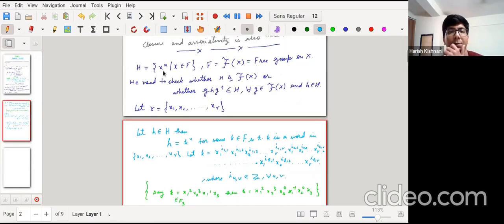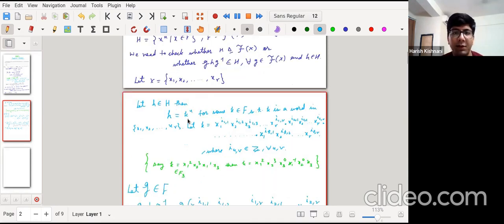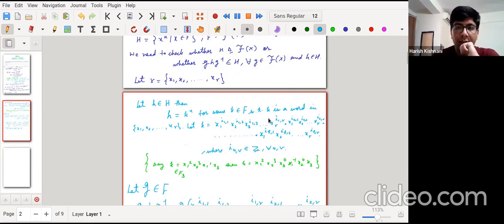So H was just the set of all nth powers of elements of F. F is a free group on X. We need to check whether H is normal in this, that is, whether g h g inverse is inside H for all g inside the free group on X and h inside H. So let X be the generating set for this free group. For any h in H, h is the nth power of an element k of F, such that k is a word in these many generators. So k can be written in this way.